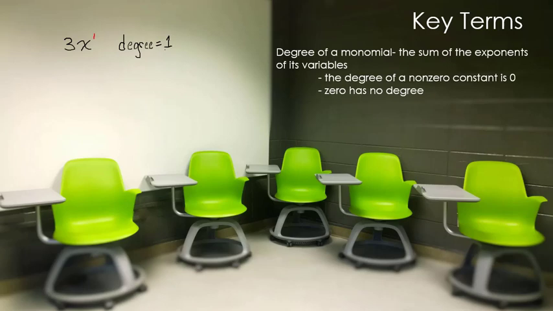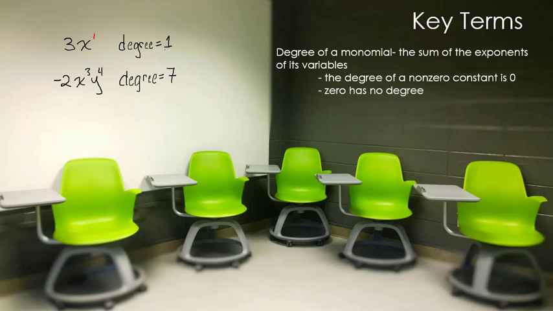If you had something like negative x cubed y to the 4th, you're going to add the exponents to get the degree of the monomial. So this would have a degree of 3 plus 4. So it's got a degree of 7.